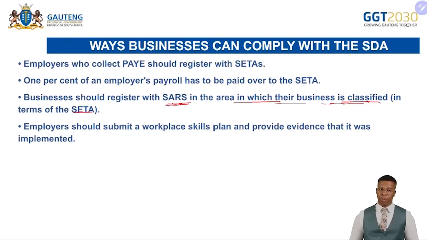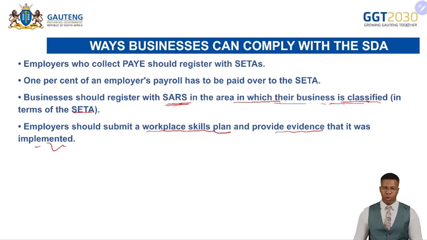Now, another way to comply with this act, remember this act wants to see employees improving their skills in the workplace. And remember, the focus is largely on people or employees already employed by the organization. So the business now, to comply, they need to develop what we call a workplace skills plan. So this is basically a plan on which skills they would want to improve for their workers. And they should also provide evidence that it was implemented within the organization, meaning it was done, it was performed, employees were trained on those particular skills that were needed or that were submitted in the workplace skills plan.